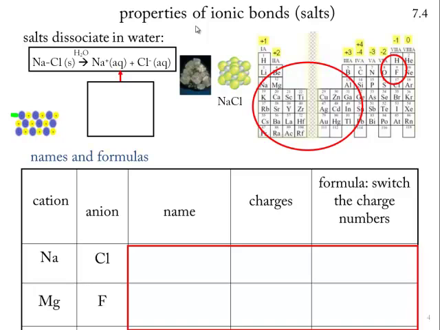Another thing about salts, besides the fact that that AQ means aqueous, dissolved, is that these bonds right here are very, very strong. After all, sodium chloride melts at like 2200 Celsius. You can put it in your oven, set it to broil, and nothing happens to it.